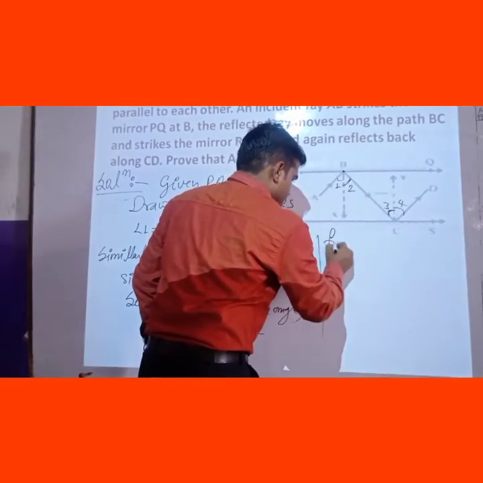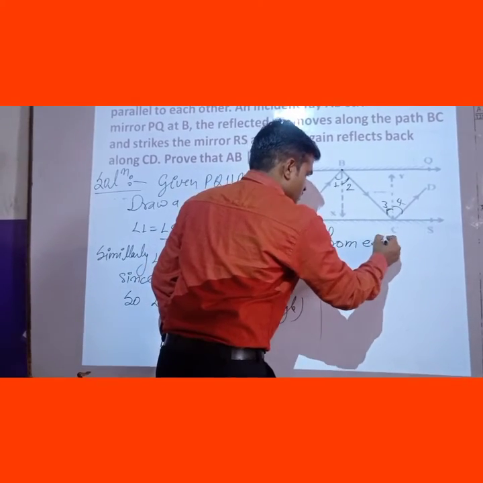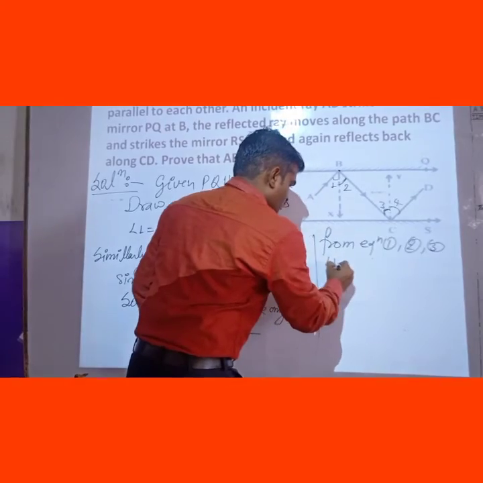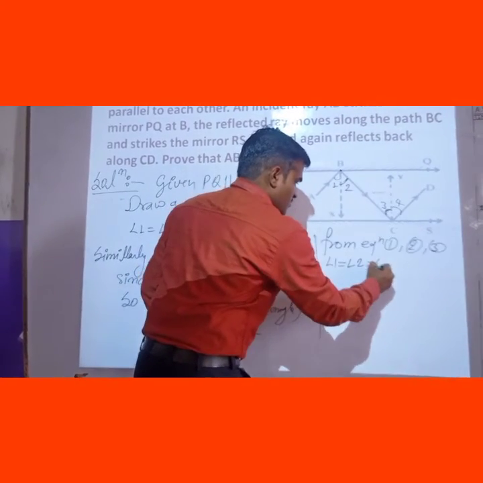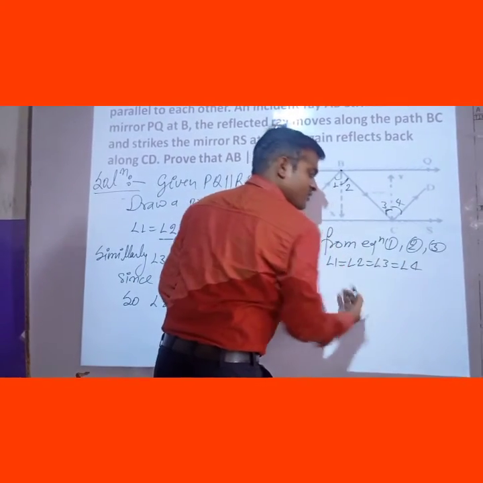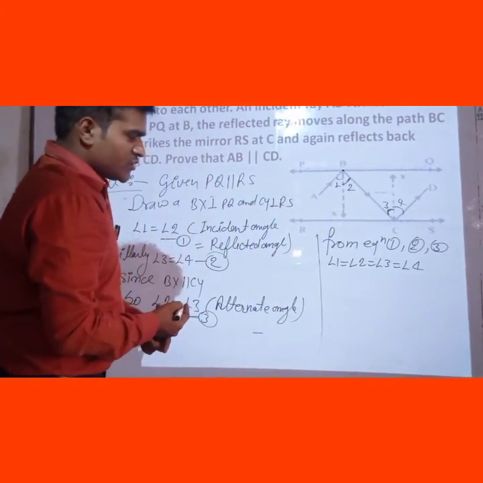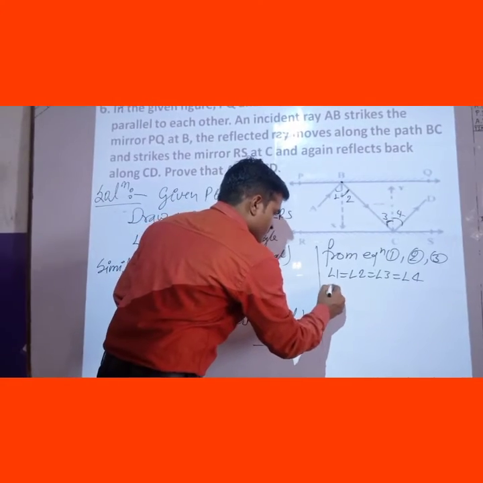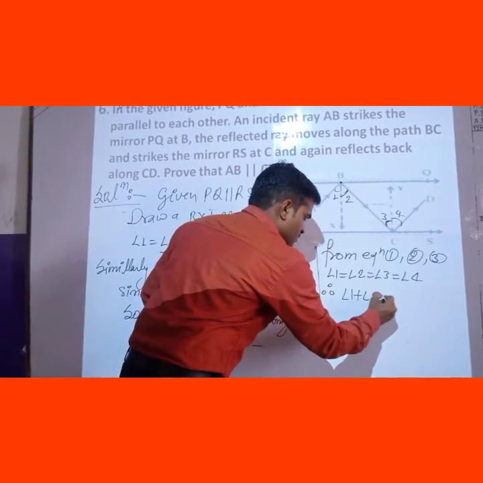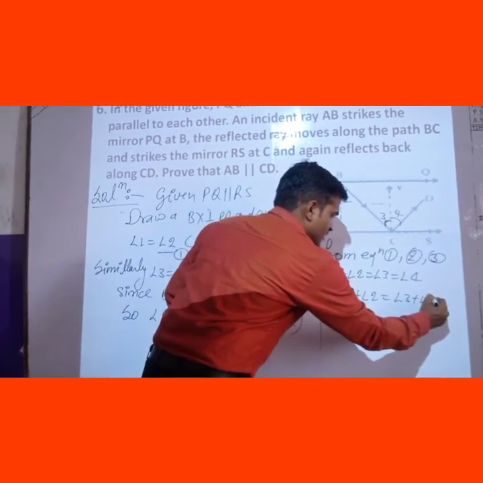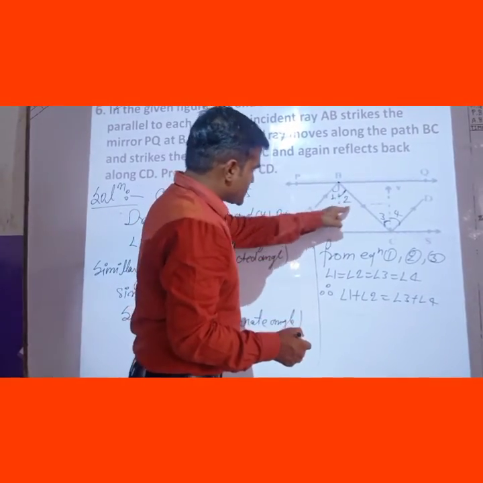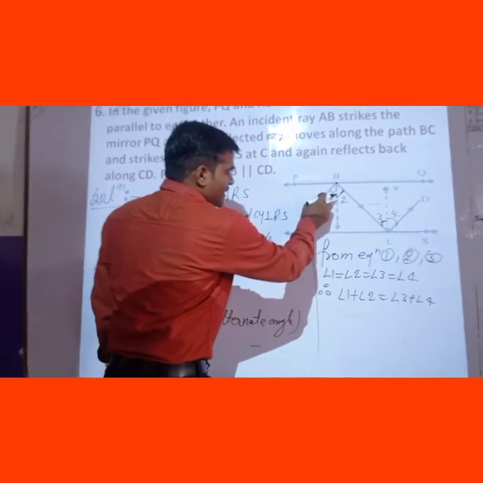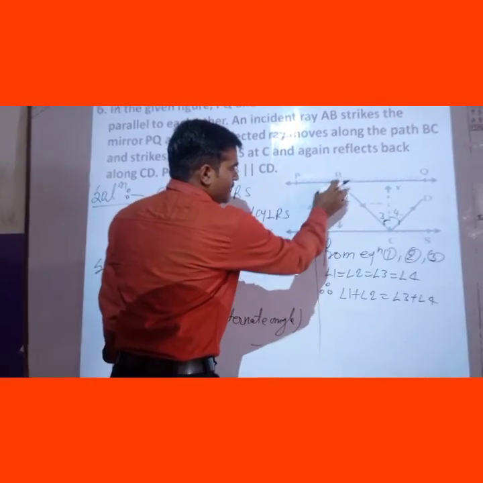Since from equations 1, 2 and 3, angle 1 is equal to angle 2 is equal to angle 3 is equal to angle 4, therefore angle 1 plus angle 2 is equal to angle 3 plus angle 4. This sum is equal to this sum. So this angle 1 plus 2 is the angle ABC.